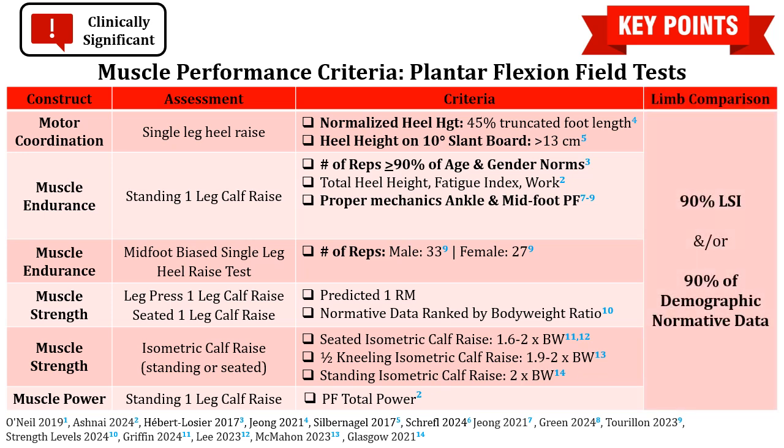And then with your 90% limb symmetry index would be your end goal, and then 90% of demographic available norms for age as well as gender. A lot of these have been described, but some of them have yet to be determined as far as specific demographic norms. But you can consistently track internally your cohort and normative data such that you can compare the individual across the previous clients, patients, athletes that you've worked with.